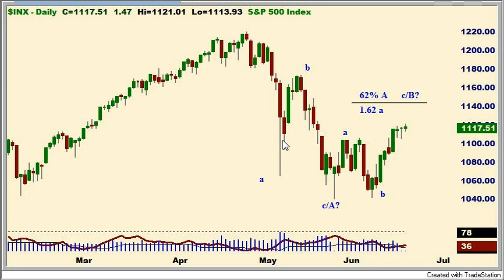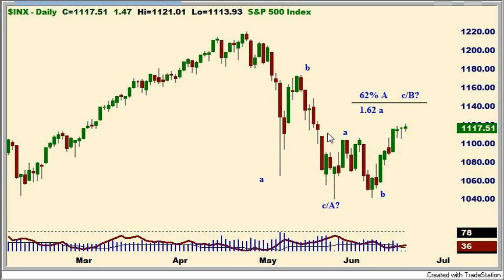Some folks are calling this a series of 1-2s down, relabeling A1, B2, C as another one, and then this rally back up is 2. The problem I have with that is that so far this second rally is larger than the first.